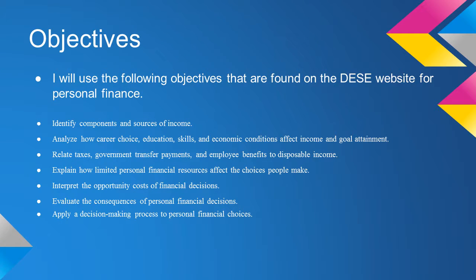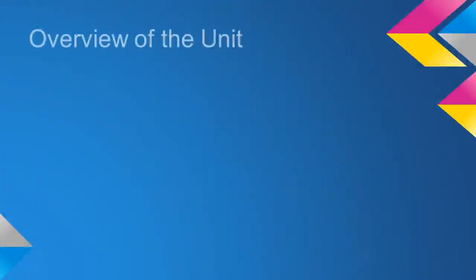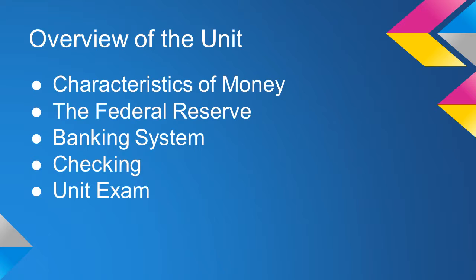Personal finance does not have Common Core standards as of now, so these are the ones that DESI has provided for teachers to follow. Throughout my unit, I will be covering 4 main points: characteristics of money, the Federal Reserve System, the banking system, and a checking simulation unit. We will end the unit with a checking simulation and a unit exam.